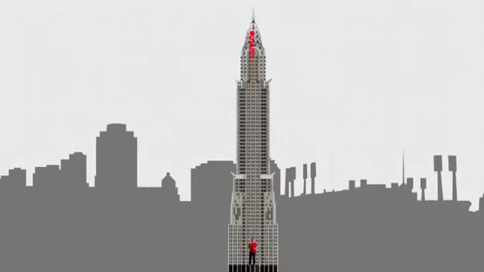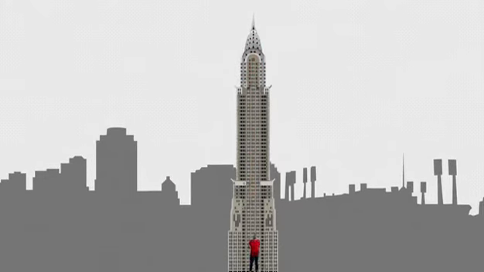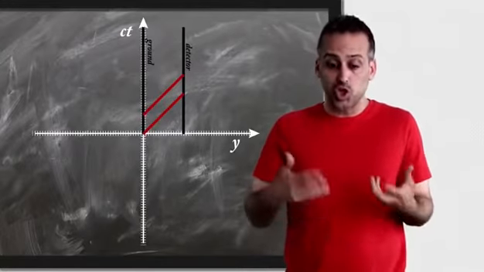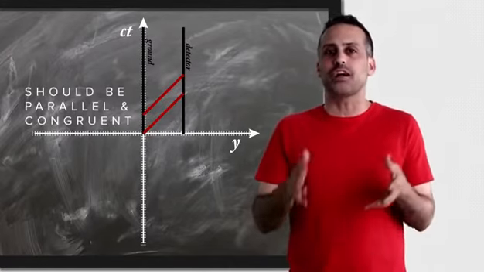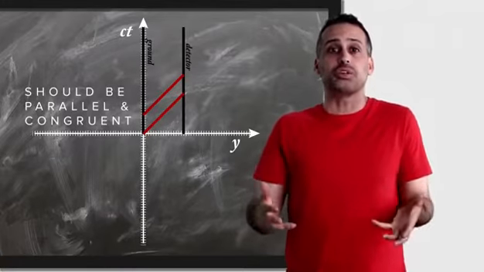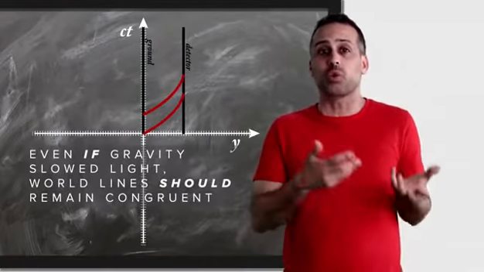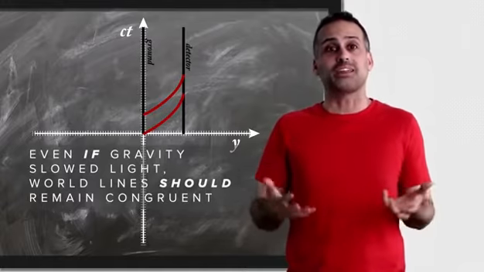Fire a laser pulse from the ground floor of a building up to a photon detector on the roof. Now wait 5 seconds, and then do it again. On a flat spacetime diagram, the world lines of those photons should be parallel and congruent. Without making any assumptions about how gravity affects light, that would be true even if it turned out that gravity slowed photons down and bent their world lines, since both photons would be affected identically.